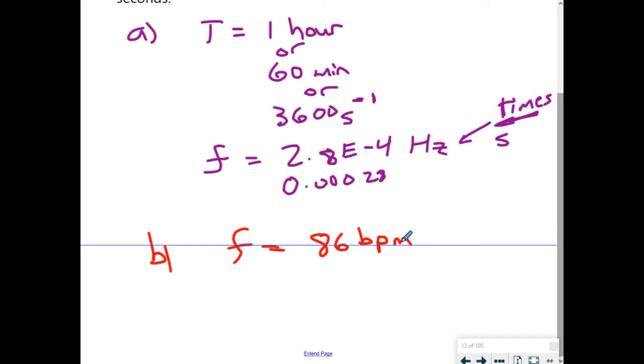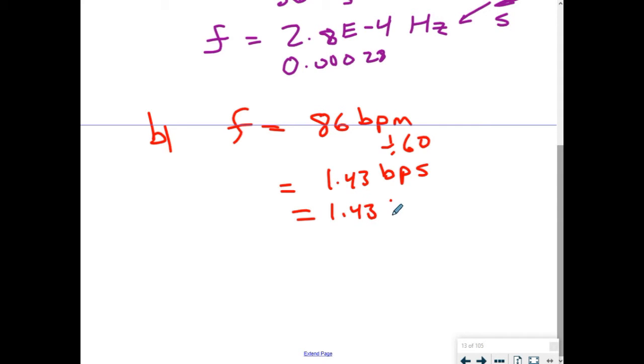Is your heart beating faster or slower than 1 per second? Faster, right? Because 60 beats per minute would be exactly 1 second each. So maybe what I could do is divide this by 60. If I took 86 and divided by 60, I would now have 1.43 beats per second. And if it's ever something per second, we write it as a hertz. So the frequency of this person's heart is 1.43 contractions of your heart muscle every second. So boom, boom, boom, boom, boom, right? 1.5 times basically every second your heart is beating, give or take.